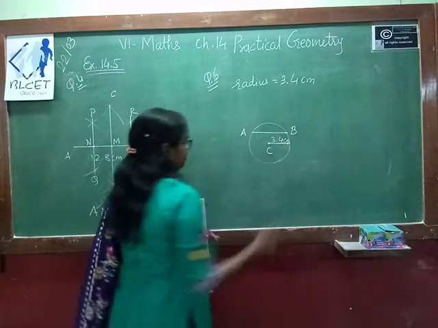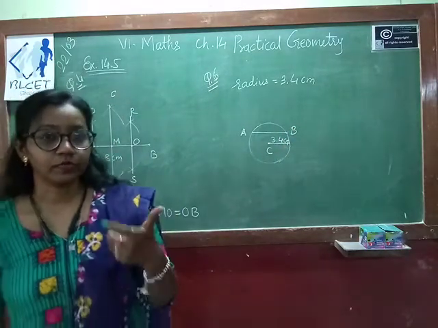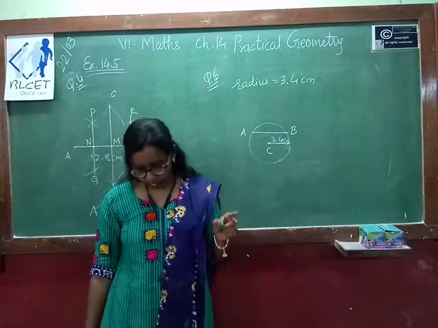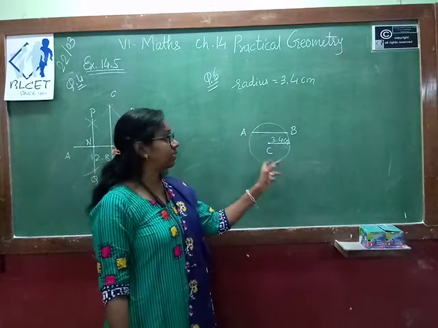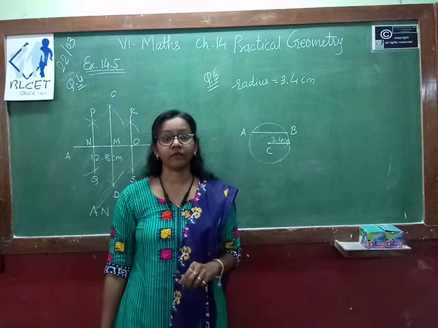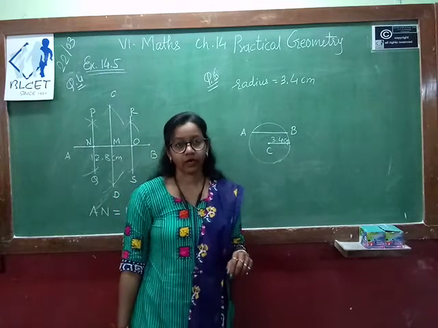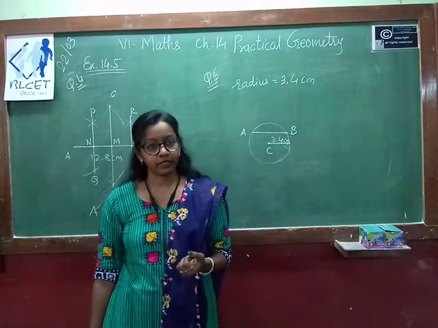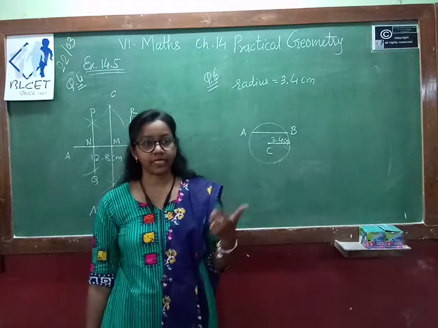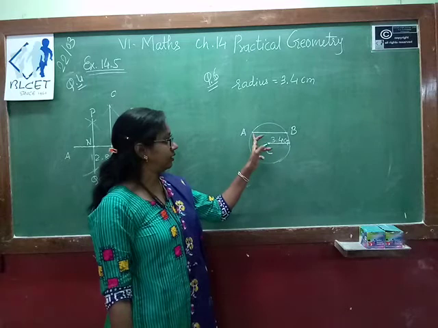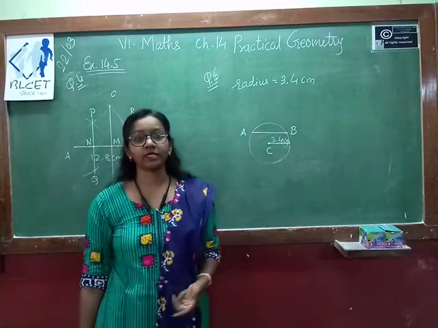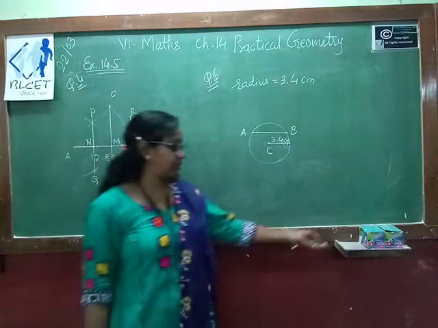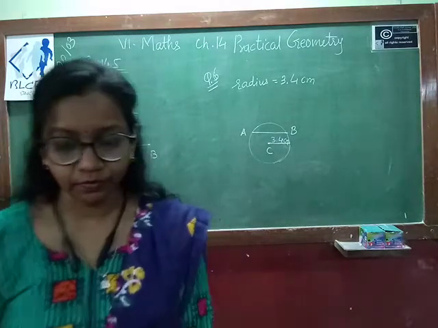Chord means what? A line segment whose both endpoints are on the circle, but it is not passing through the center of the circle. Got the point? If it is passing through the center of the circle, it's a diameter. Not all the line segments which are passing through the center, but whose endpoints are on the circle, are known as chords. So AB is the chord whose both endpoints are on the circle, but it is not passing through the center.